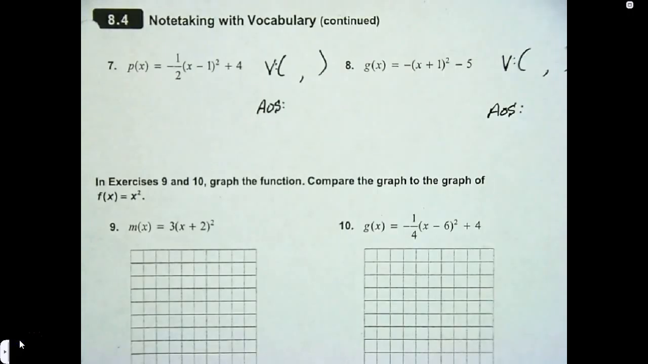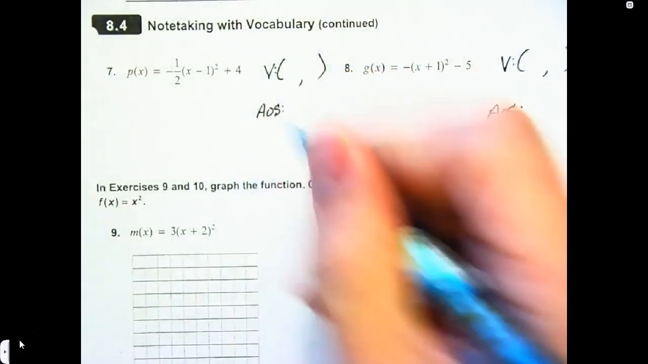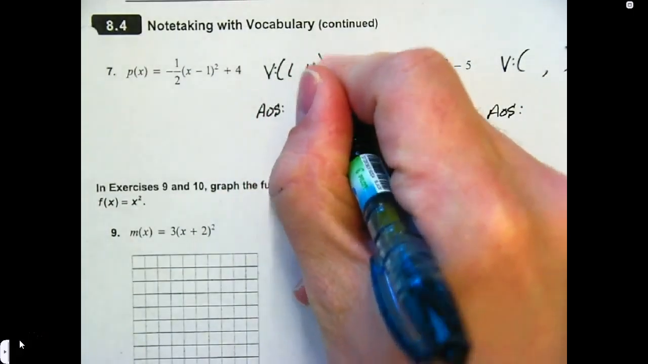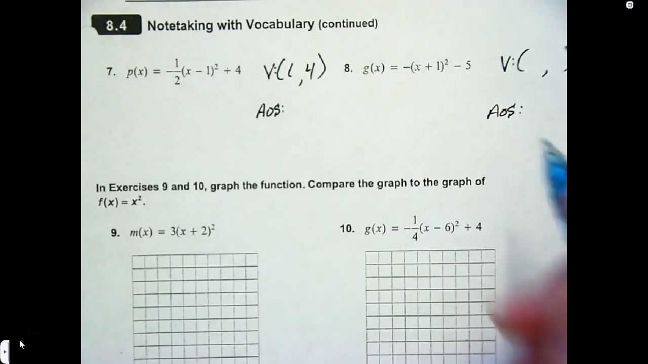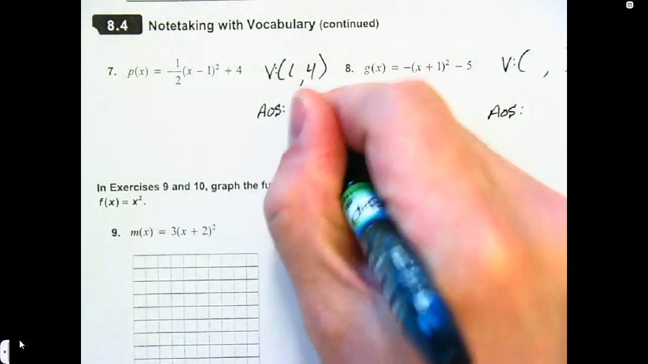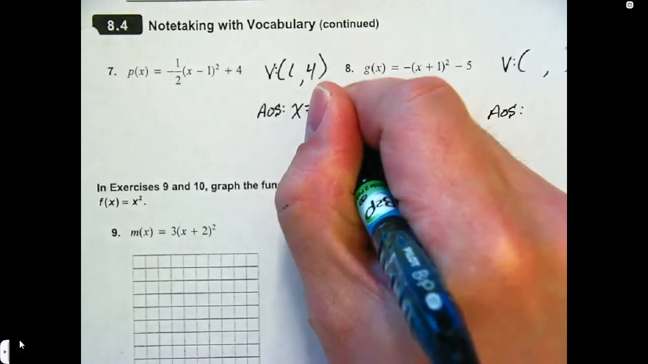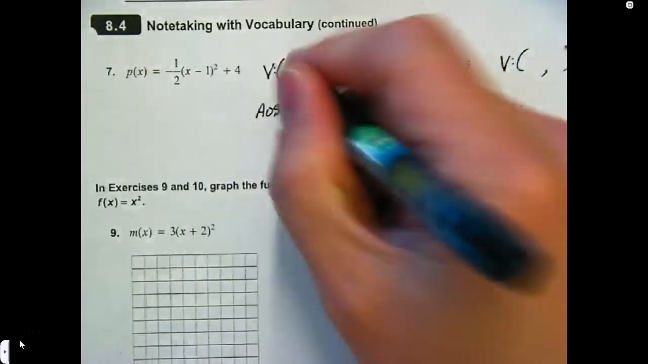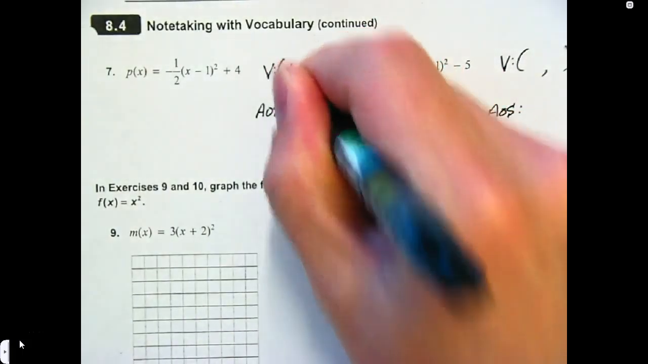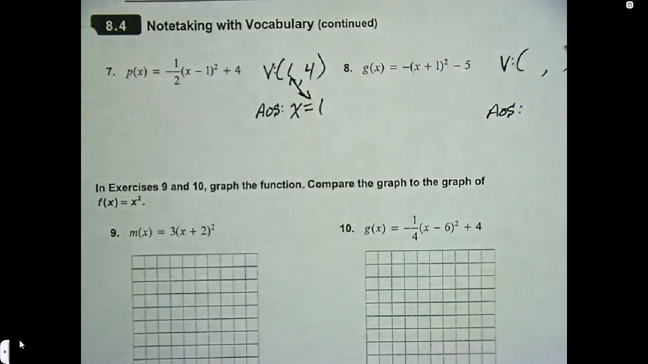All right, here we go. Number 6. Vertex. 1 and 4. Well done. Okay. Person number 12. X equals 1. Very good. Any questions on that? Remember, these two are always the same.